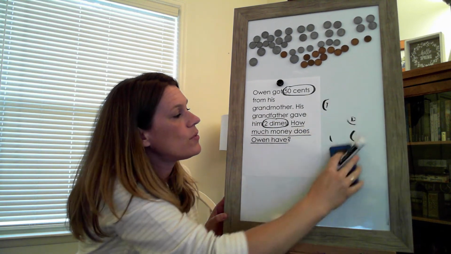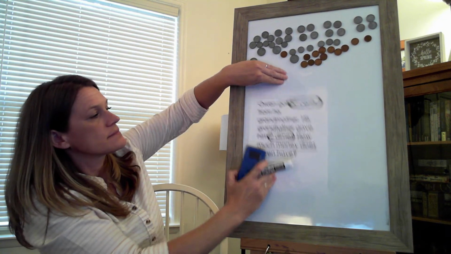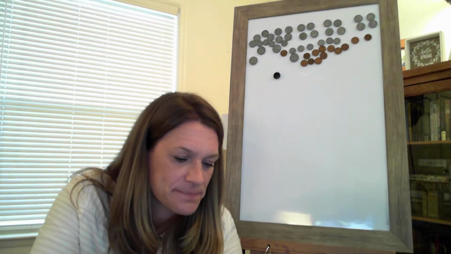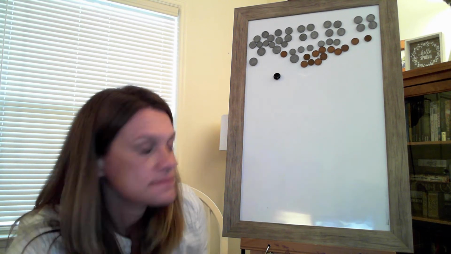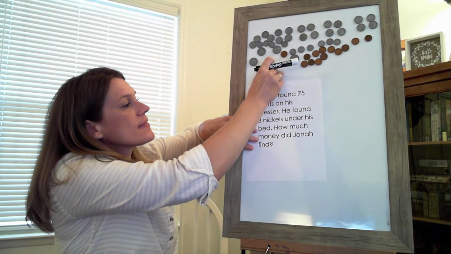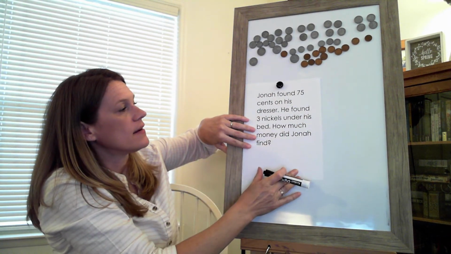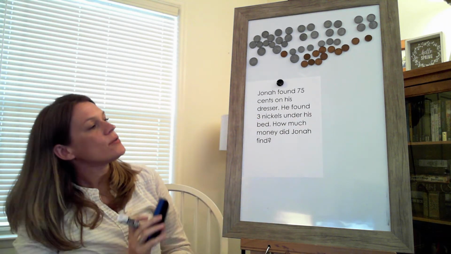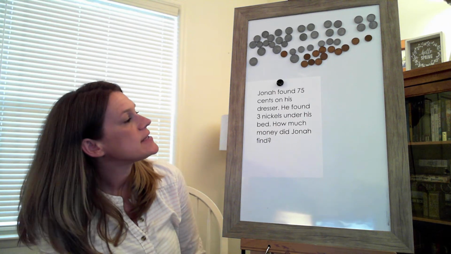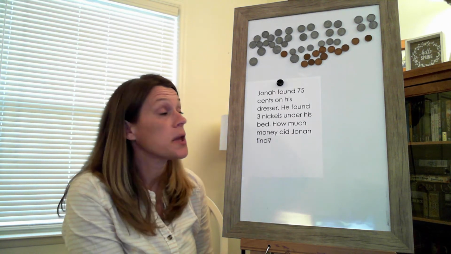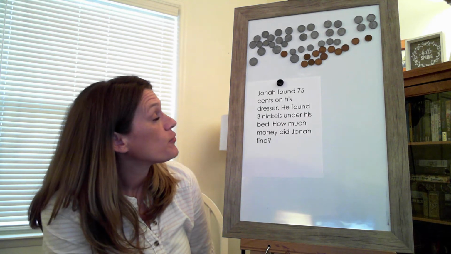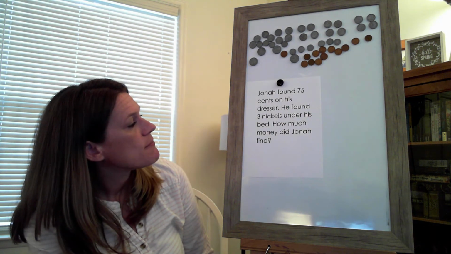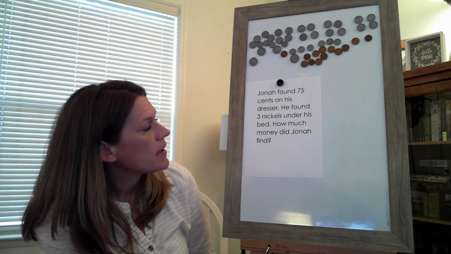All right, we have one more. Let's see, what's it gonna be? All right, here's our next word problem. Jonah found 75 cents on his dresser. Lucky boy. He found 3 nickels under his bed. How much money did Jonah find?